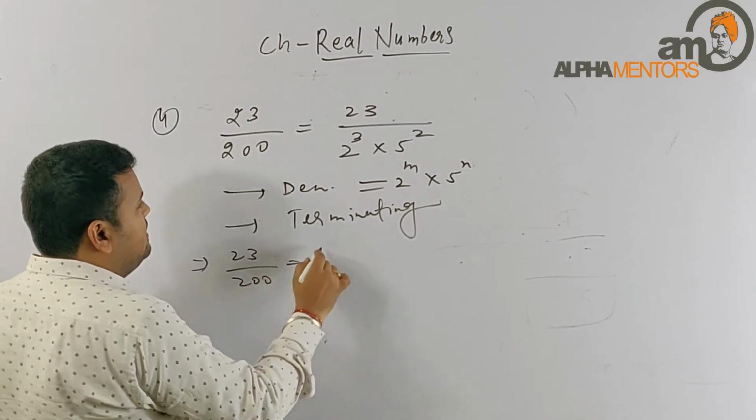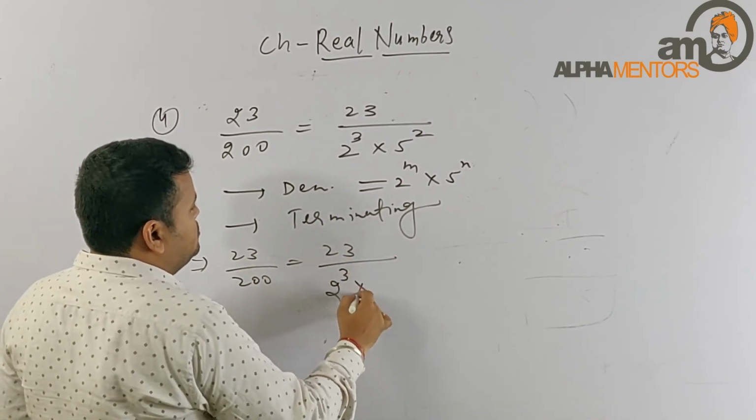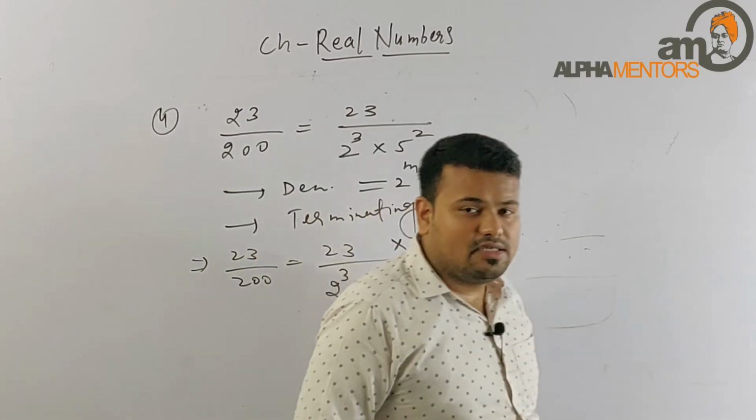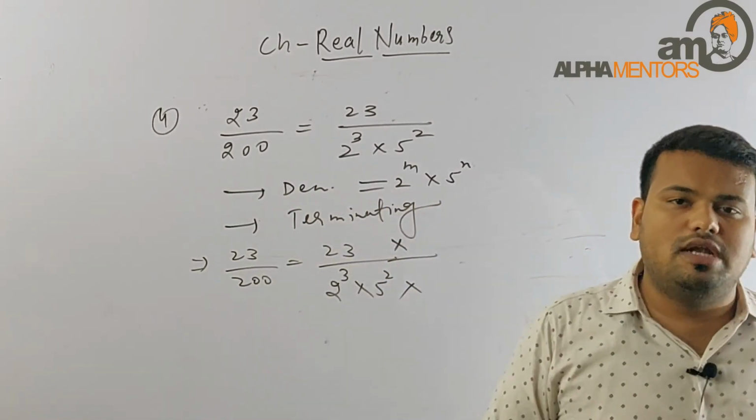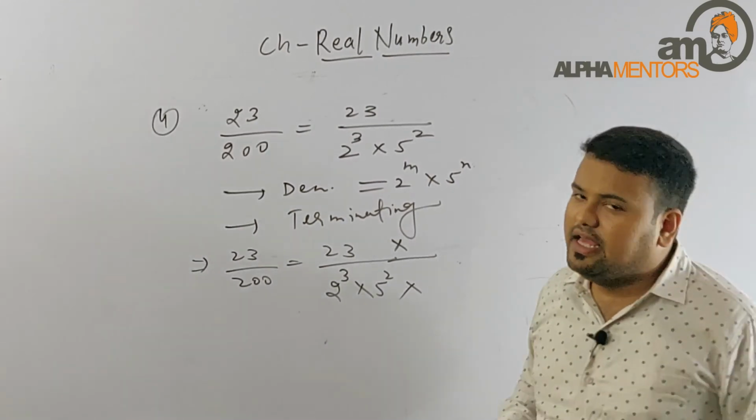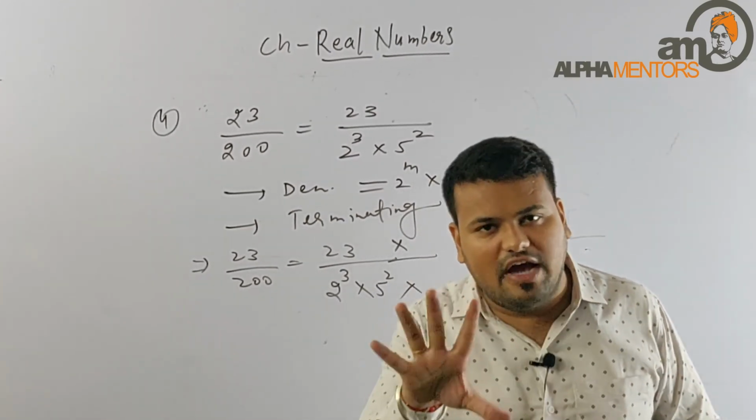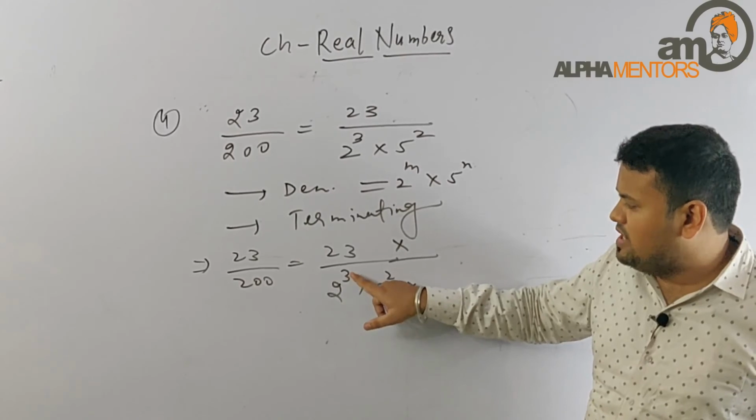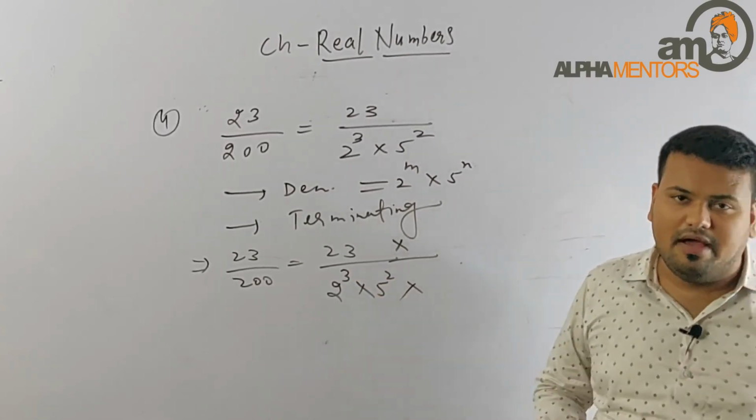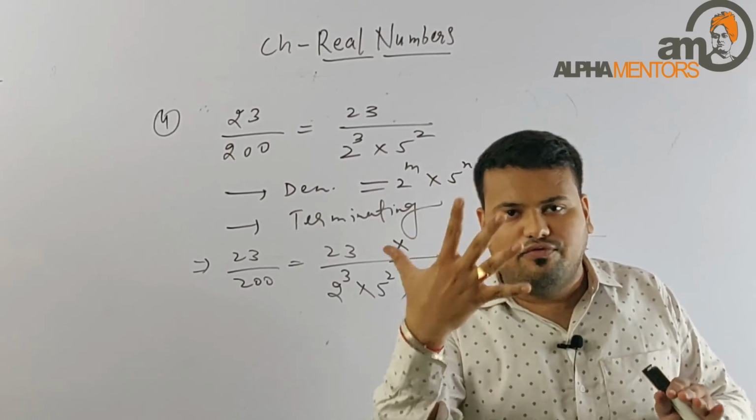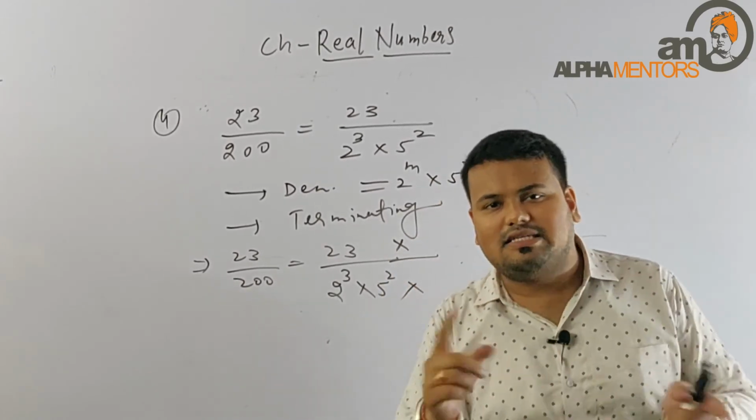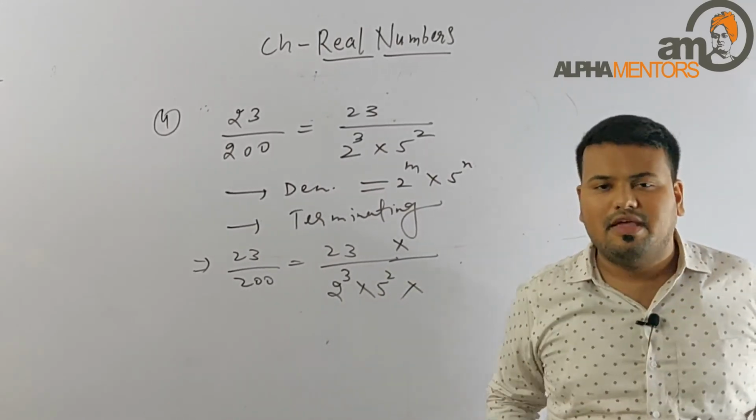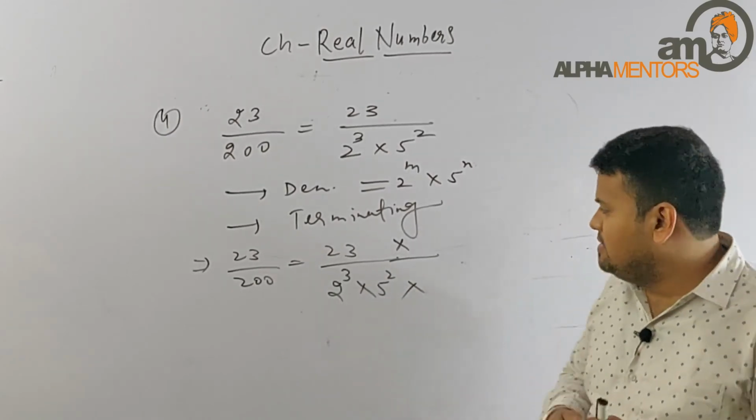Now go for that answer. 23 upon 200, that is 23 upon 2 to the power 3 into 5 to the power 2. Now what we will do? Again the same process. जितना एक्सपोनेंट वैल्यू 2 का है उतना ही सेम एक्सपोनेंट वैल्यू 5 का बैलेंस करना है, या फिर ये कह सकते हैं जितना एक्सपोनेंट वैल्यू 5 का है उतना ही एक्सपोनेंट वैल्यू 2 के लिए परफॉर्म कीजिए. So let's observe here 2 एक्सपोनेंट 3 टाइम है और 5 एक्सपोनेंट 2 टाइम है. तो बैलेंस करने के लिए 5 कितने टाइम कम है? 1 टाइम.